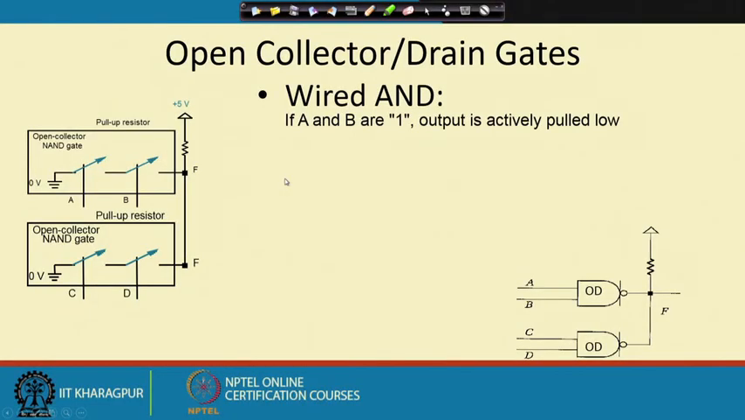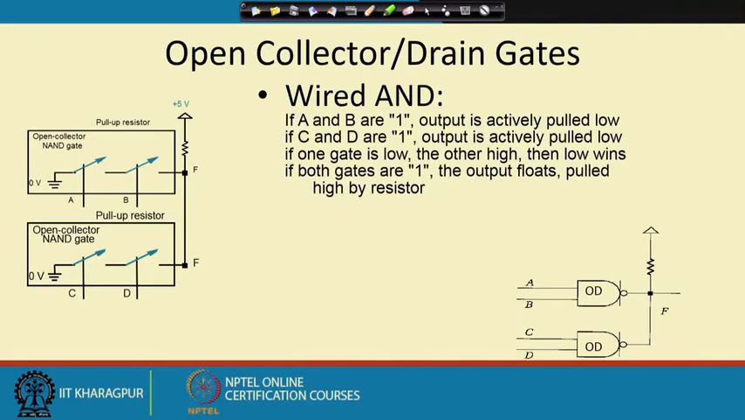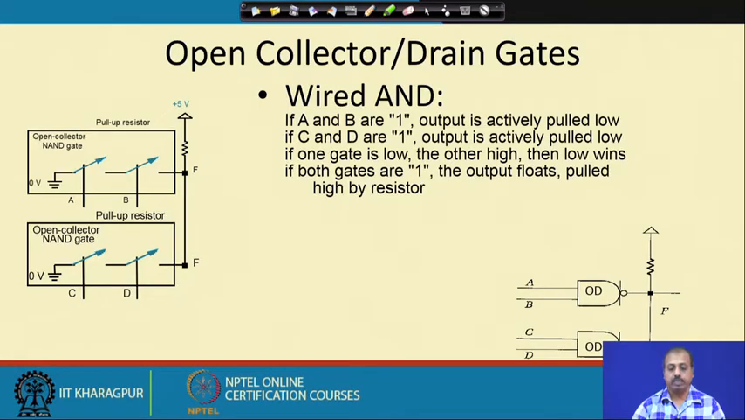So, if A and B are 1, the output is pulled low. Similarly, if C and D are 1, then also the output is actively pulled low. If one gate is low and the other gate is high, then low wins. That is the wired AND feature that we are getting here. And if both gates are 1, then the output will be floating, and in that case it is pulled to high.